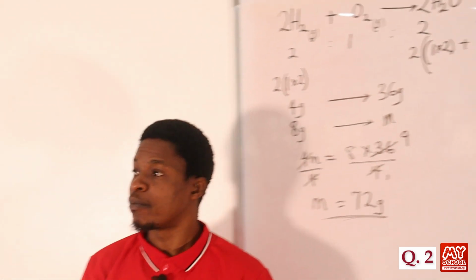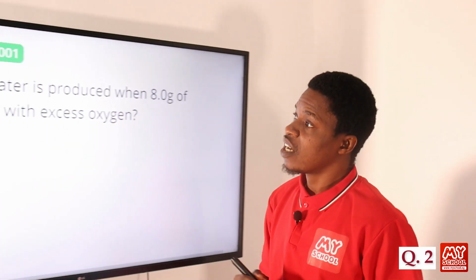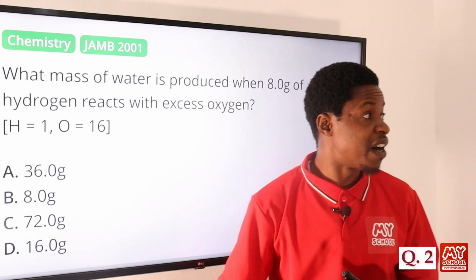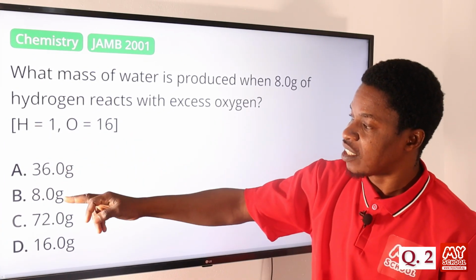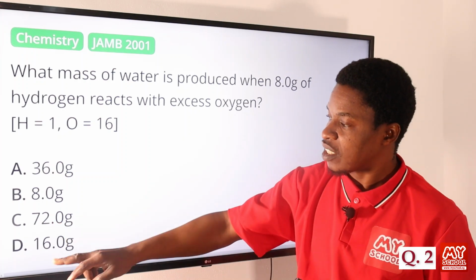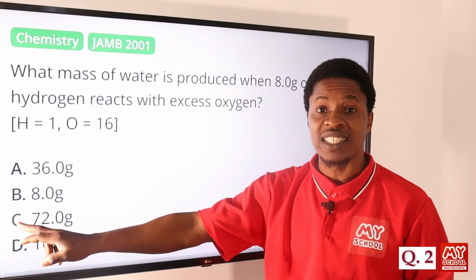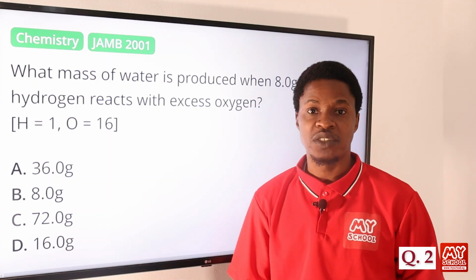Let's move over to the board so we can look at our options. Okay, so for what we just solved, we have the mass to be 72 grams. From our options here, not 36, not 8, option C, 72, and not 60. So the correct answer here is option C, 72 grams.